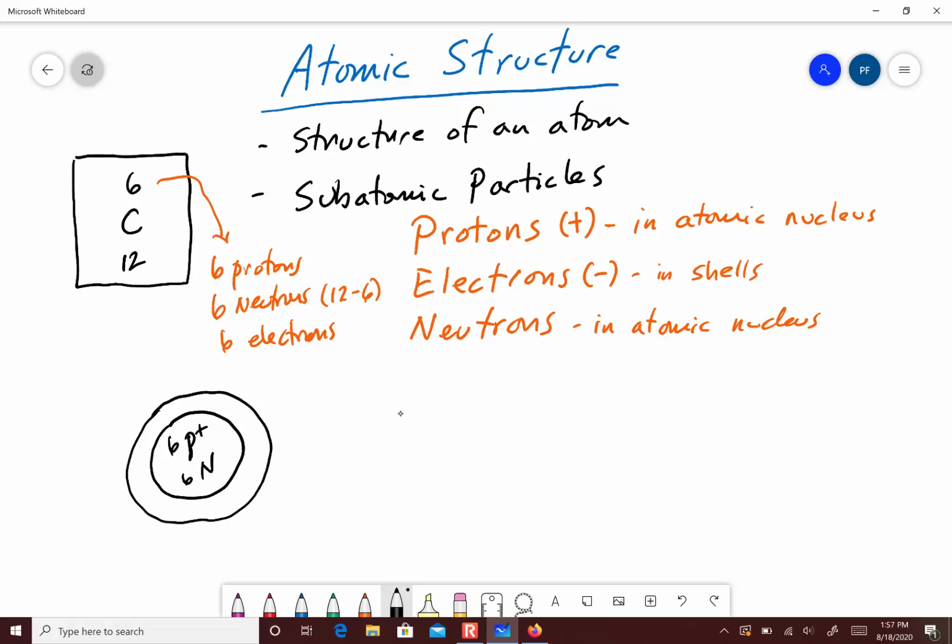So then I draw another circle around that. This is going to be our first electron shell. Okay, and our first electron shell can have a max of 2 electrons. So I'm going to make the electrons red dots. So we put 2 electrons max in this first shell. We're still going to have 4 electrons. So now we need a second electron shell.